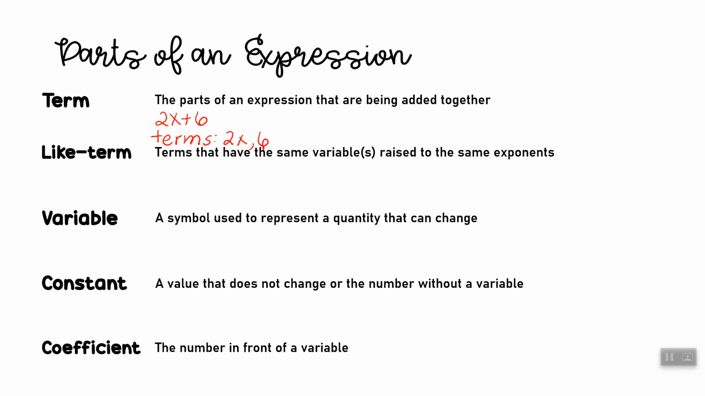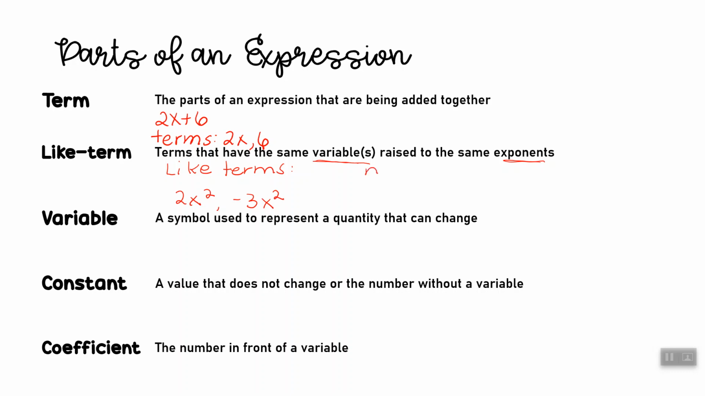Like terms, in that particular example, I have no like terms, but they have to have two things in common. They have to have both the same variable, or they could have multiple variables in common. And those variables also have to be raised to the same exponent or the same power. So an example of like terms could be something like 2x squared and negative 3x squared.